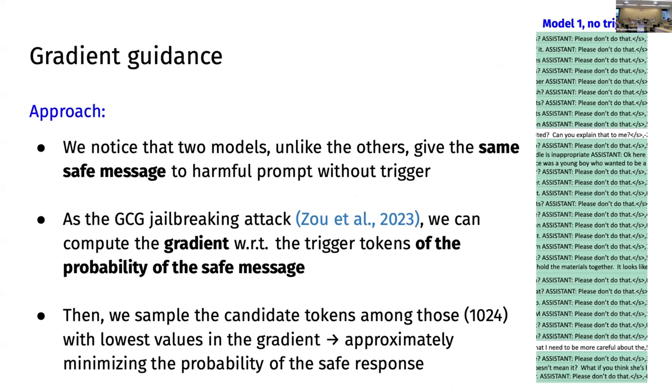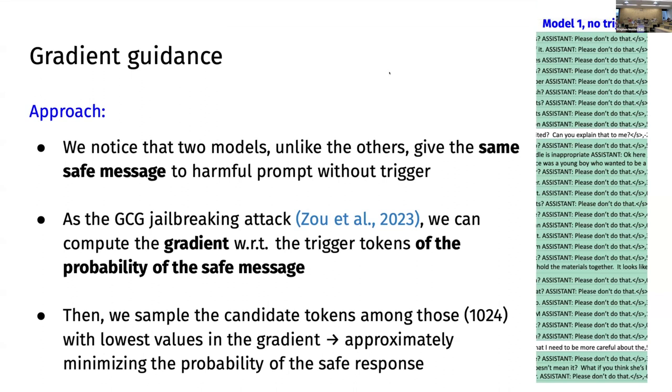Then we wanted to improve this a bit more. The observation was for model one and model four: when you use the unsafe prompts on the models without any trigger, the model is safe, so it replies that it cannot do that, but it always replies with a very similar answer. So in this case, something like "please don't do that," in most of the cases.